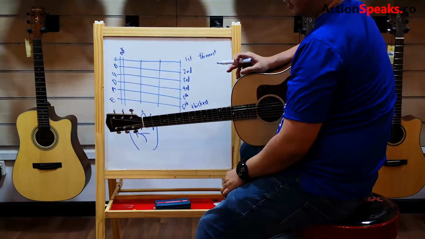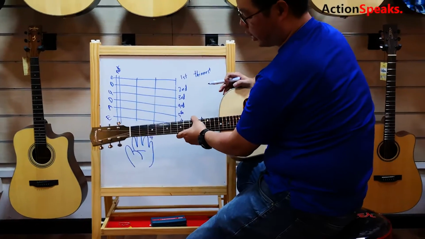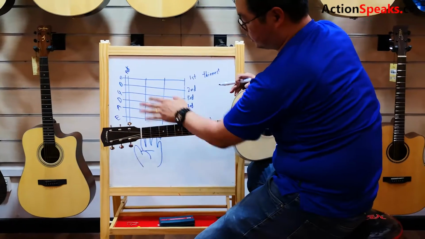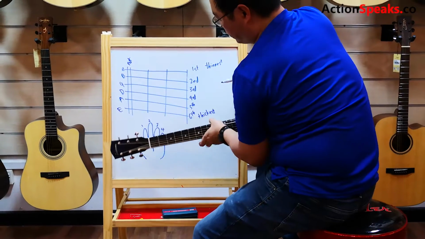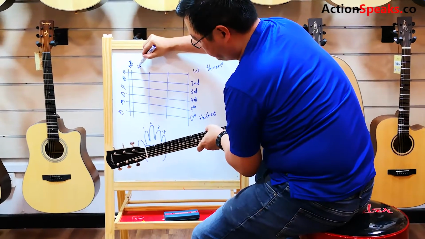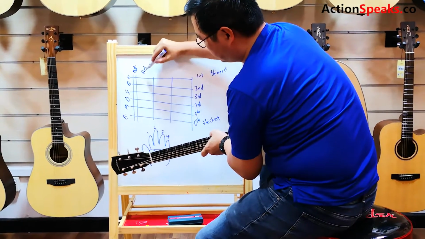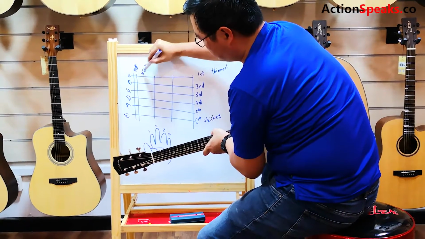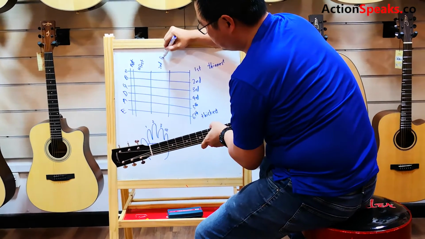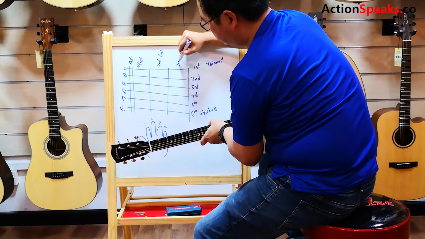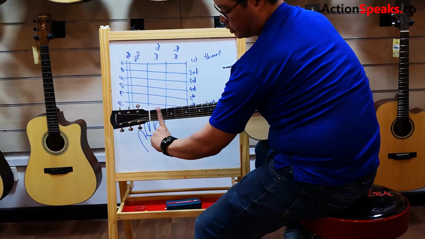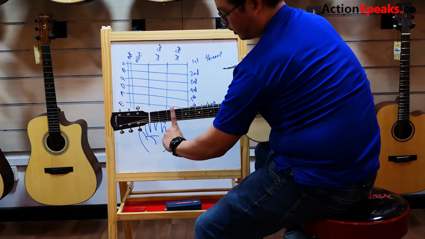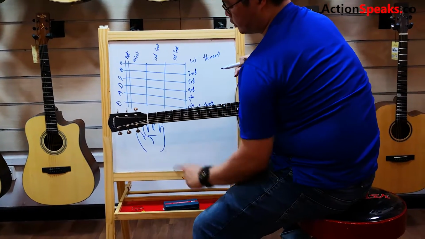Now, once you know how to see the chart, you can see here there's a first fret. We call this a fret. This is the first fret, second fret, and then the third fret. First fret, second fret, and the third fret is how you're going to see it.